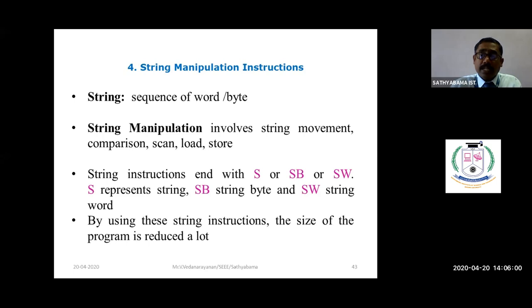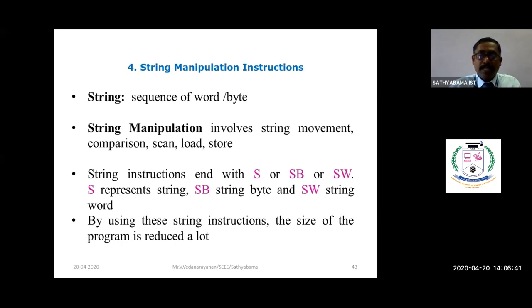Okay. So all these string operations also involve move and all those things. To differentiate, they had appended this S. So every string operation comes with an S. Suppose I'm taking MOVS, move S, it represents moving a string. SB represents a string byte. SW represents a string word. MOVSB, MOVSW. Whether it is a string or string byte or string word, you are moving.